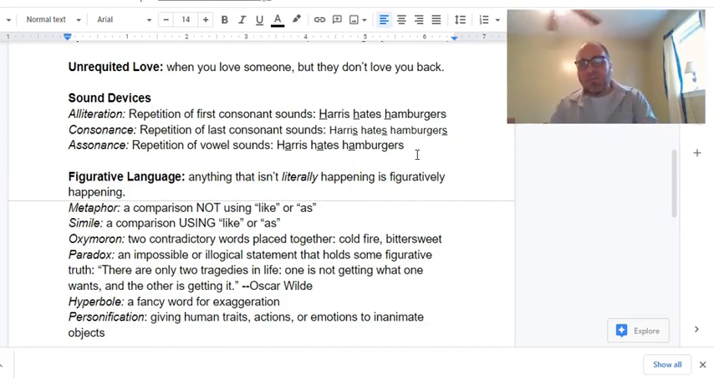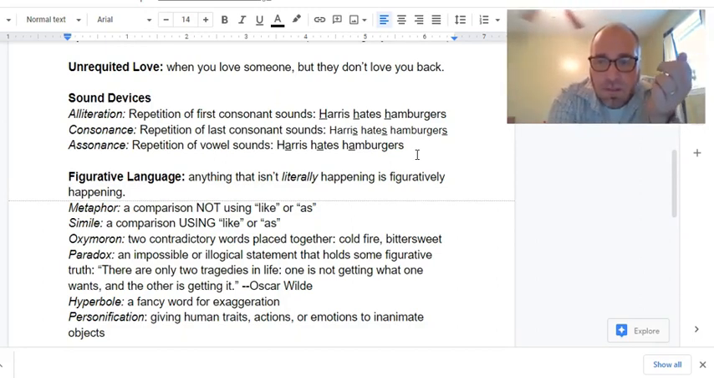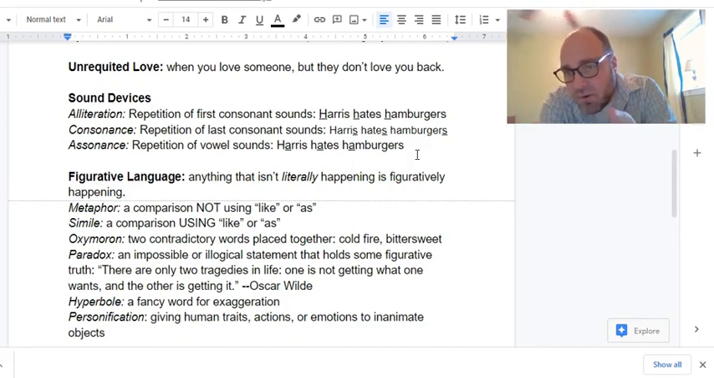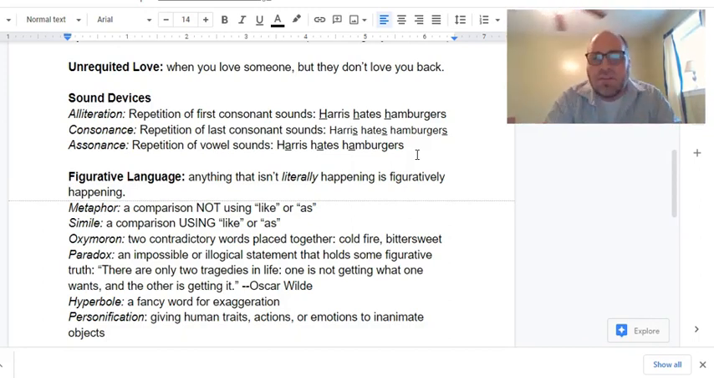The next sound device, which is also big in these poems, is consonance. So you can look at beginning sounds in words, and if they're consonant sounds, it's alliteration. You can also look at the other end of the word, the tail end of the word. So the repetition of last consonant sounds is consonance. It's harder to spot because we're trained to look at the beginnings of words and we don't listen as well to the ends of words.